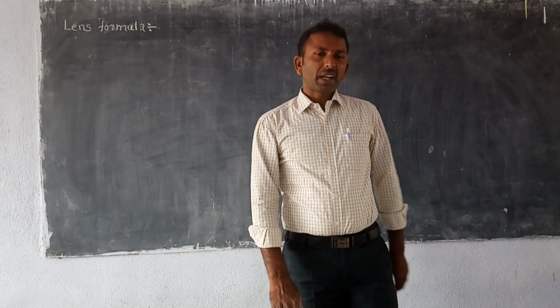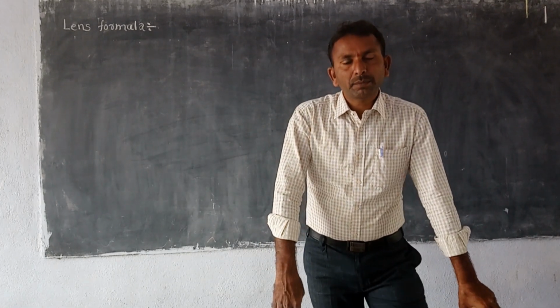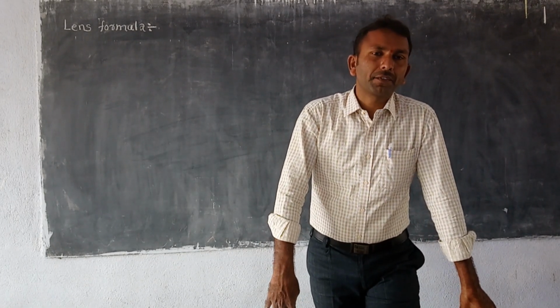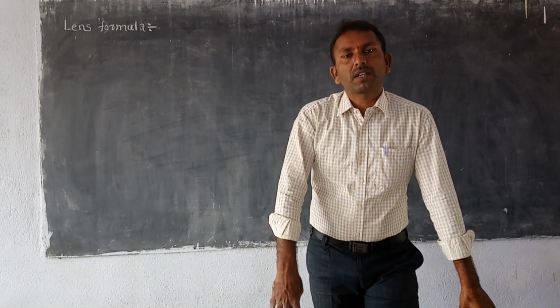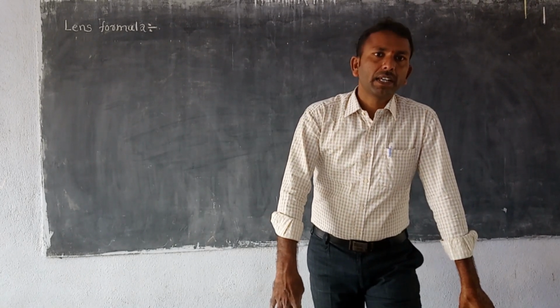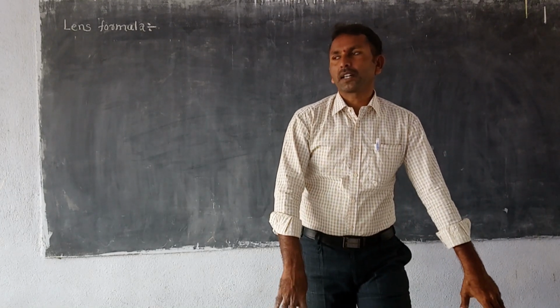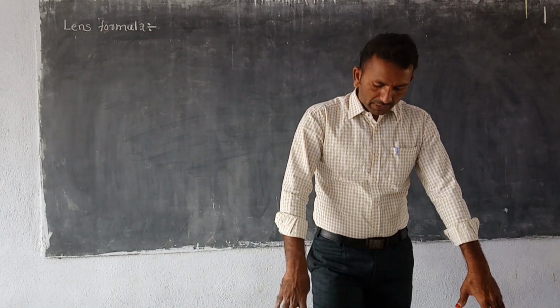We have already established a relation between U, V and F in the mirror formula: 1 by F equals 1 by U plus 1 by V. And is there any other type of relation in this lens formula, which we are going to learn today?